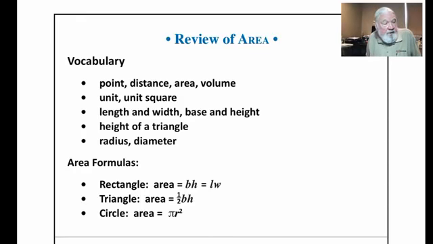And then with a circle, we need a couple of more vocabulary words. Radius, the distance from the center to the edge, that is from a point outward. And the diameter, the distance across the circle. And finally, all of that boils down to these three formulas. The formula for the area of a rectangle, base times height. Area of a triangle, 1/2 base times height. And finally, a circle being pi r squared, or pi times the radius times the radius.